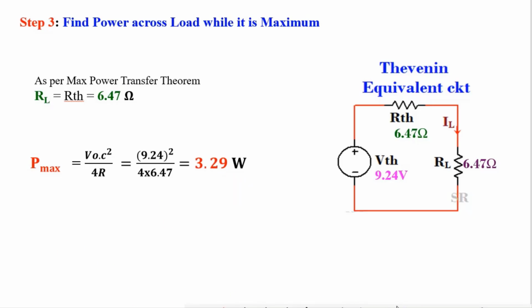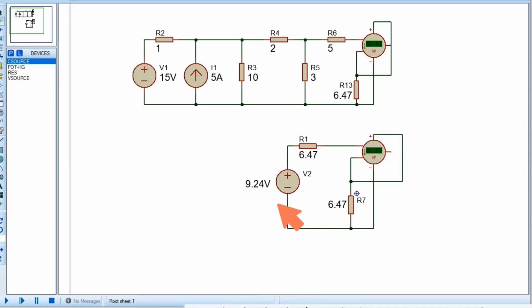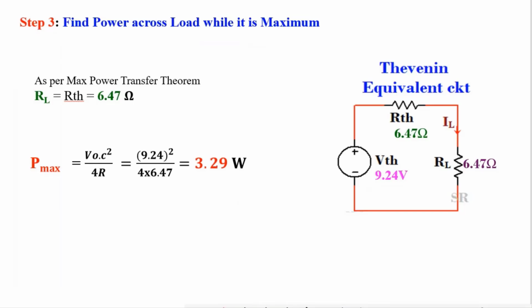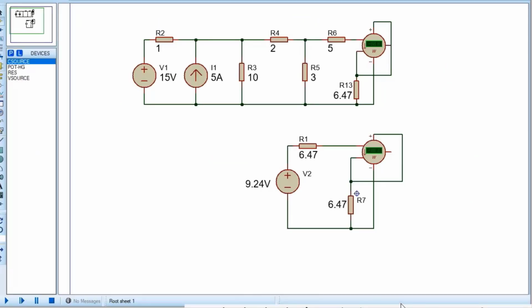Now checking whether my calculation is okay or not. See here in the equivalent circuit I have used 9.24 volt, 6.47 ohm as Thevenin resistance, and the load resistance is the same 6.47. In the main circuit also I have used load resistance 6.47 ohm. Now if power at load in the main circuit and in the equivalent circuit are the same, 3.29 watt, then it will be confirmed that my calculation is perfect.